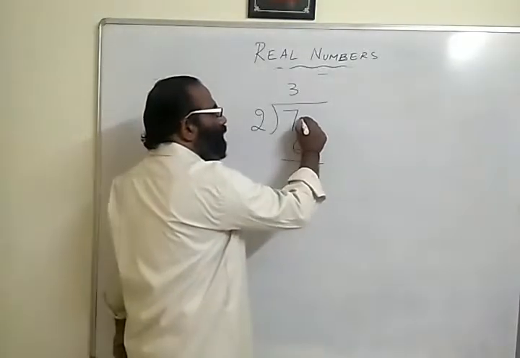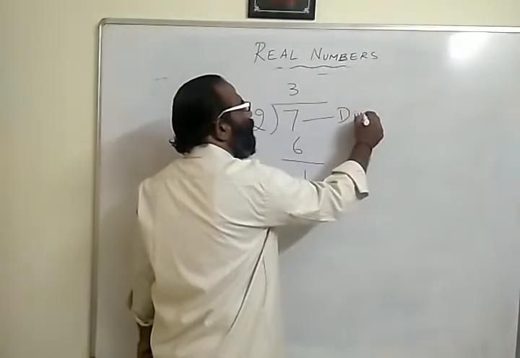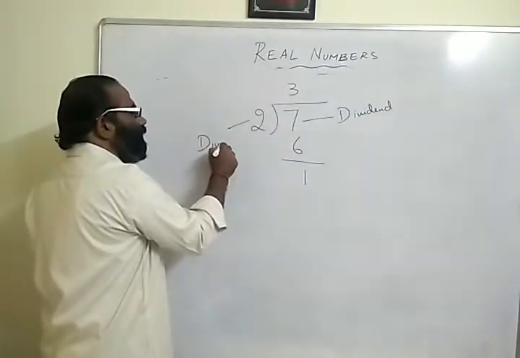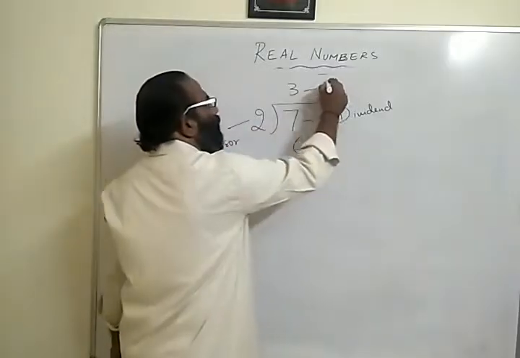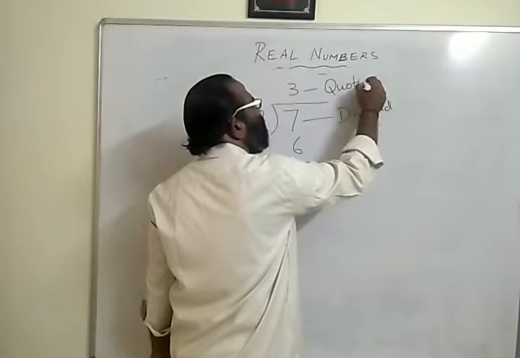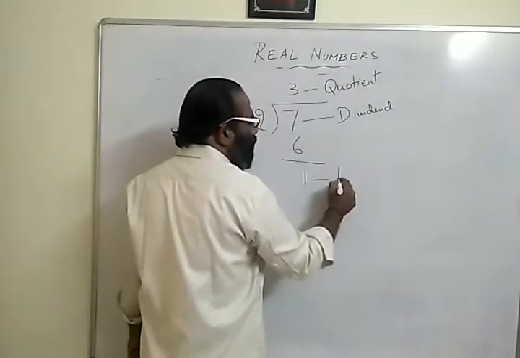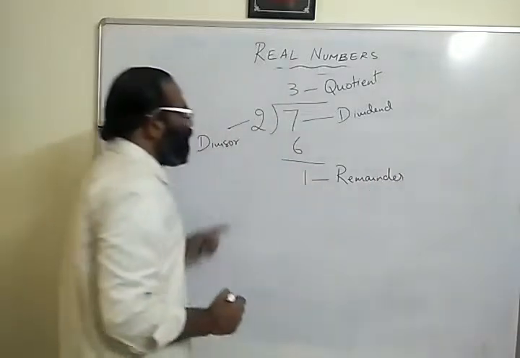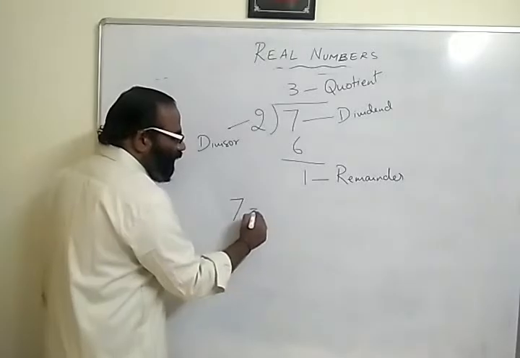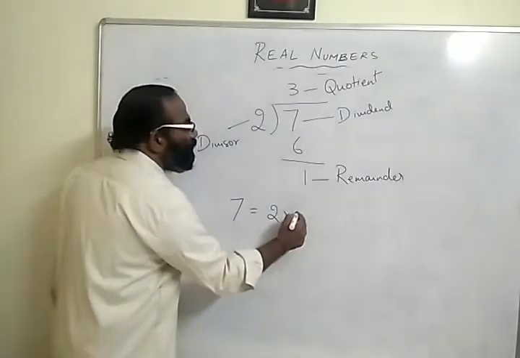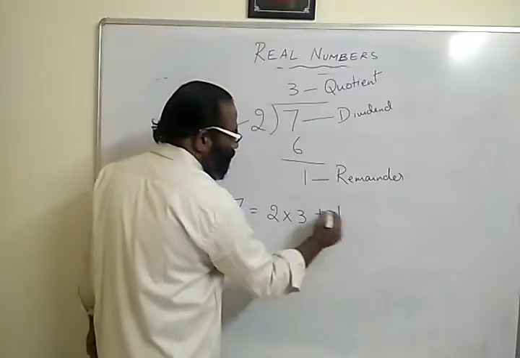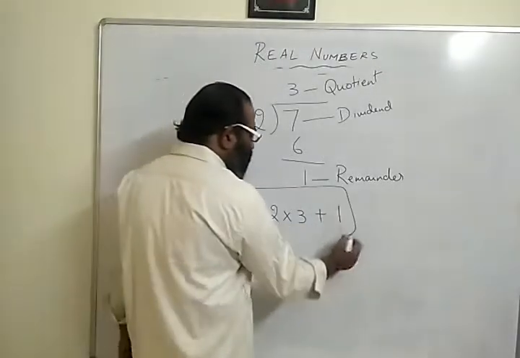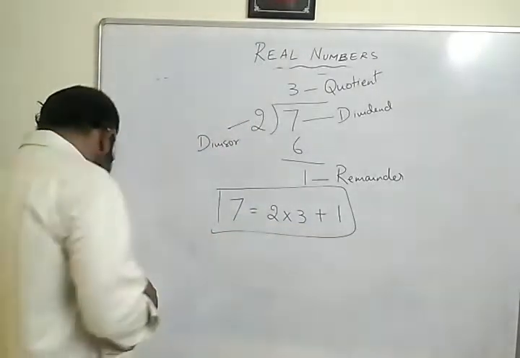So what are the terms called? This 7 is called the dividend. And this 2 is called the divisor. The 3 is the quotient. And 1 is the remainder. This whole thing can be written in the form 7 equals 2 into 3 plus 1. So this is a concept which is used in Euclid's division lemma.